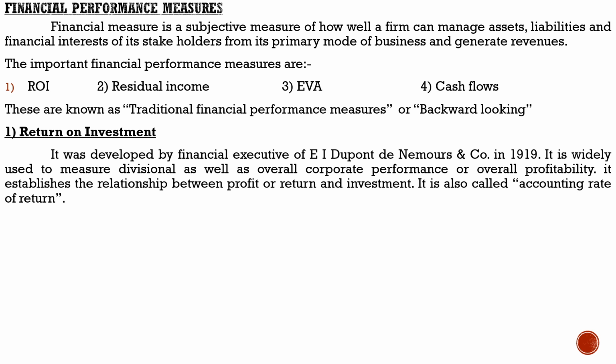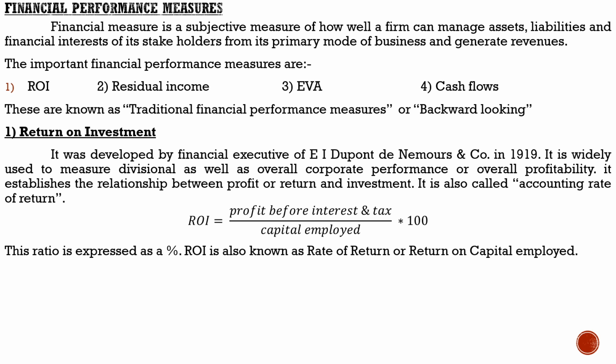ROI measures the overall profitability and establishes the relationship between profit on return and investment. It is also called accounting rate of return, and the equation for finding the ROI is profit before interest and tax divided by capital employed into 100. Here the profit before interest and tax, the other name of that one is EBIT. You might be familiar with the term earnings before interest and tax, otherwise known as operating profit. Usually this ratio is expressed as a percentage. ROI is also known as rate of return or return on capital employed.